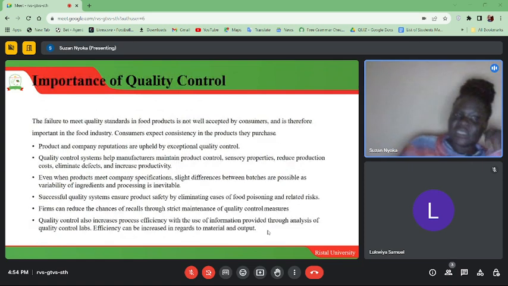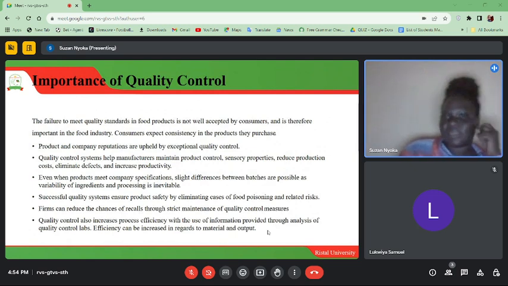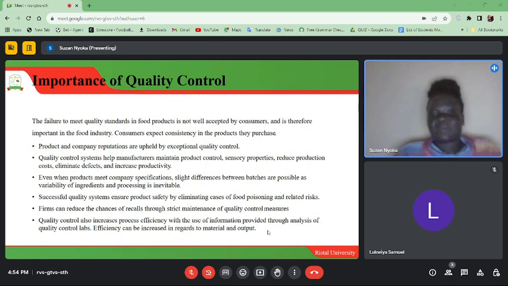And then the importance of quality control. The failure to meet quality standards in food products is not well accepted by consumers and therefore important in the food industry. Consumers expect consistency in the product they purchase. Product and company reputations are upheld. Okay, they help to uphold the reputation of the organizations or companies.